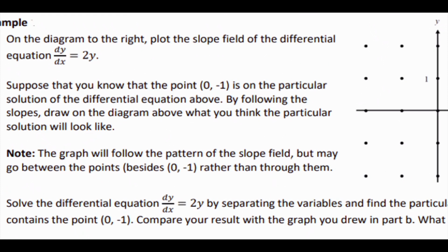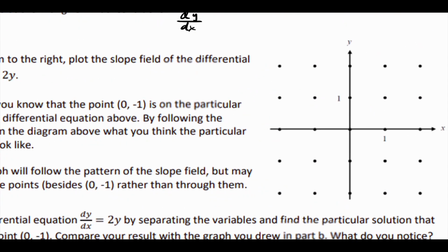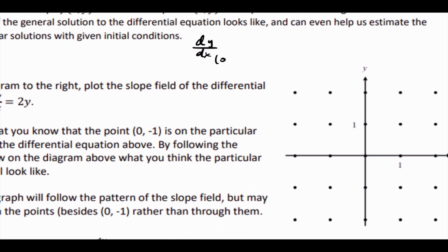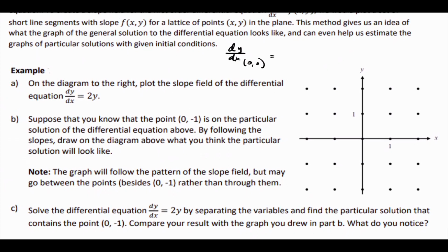Okay? So dy over dx equals 2y. So wait, let me write this again. So dy over dx, in other words, the derivative at 0, 0. So we plug in 0 for x and 0 for y. Well, we don't have an x, so I can't plug in 0 for x, but I can plug in 0 for y, right? So I plug in 0. 2 times 0? 0. So the derivative, or the slope, of the tangent line at 0, 0 is 0.